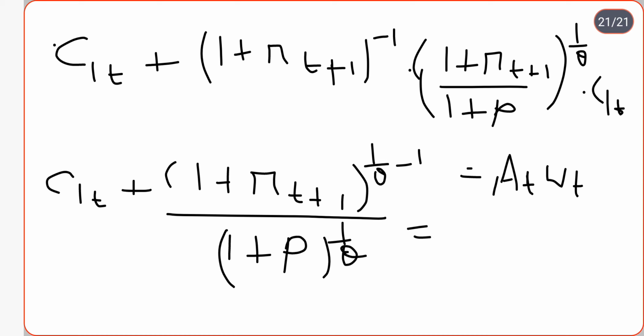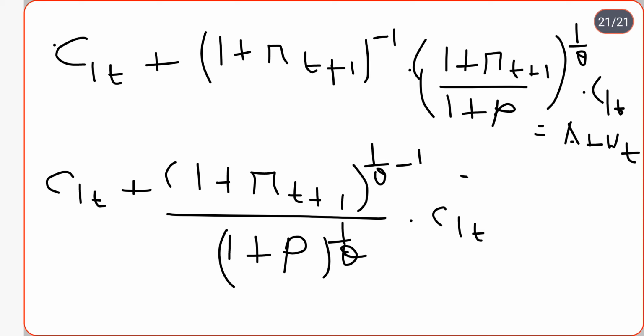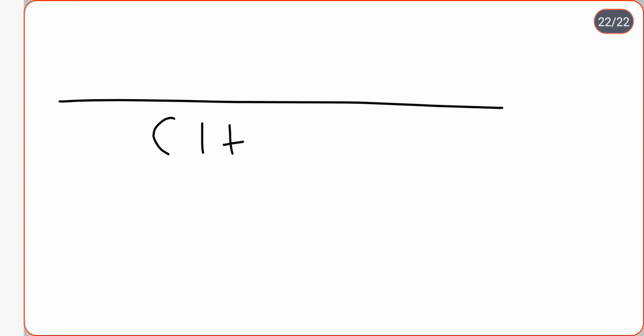equals to 80, oh sorry, we have mistaken the c1t here, and that will be equal to our 80 wt, the total labor income. Let me write it here also, 80 wt. Now if I want to do the addition, then at first I have to take the LCM. So the LCM will obviously be 1 plus rho to the power 1 by theta.